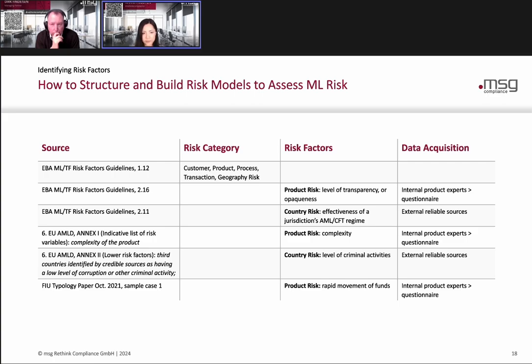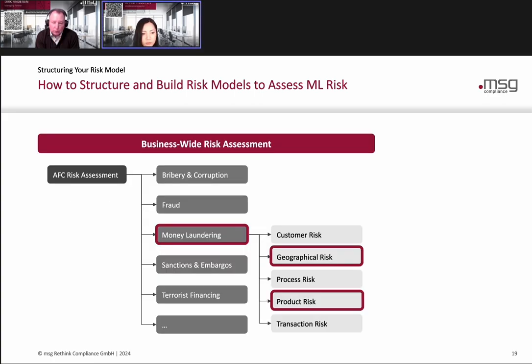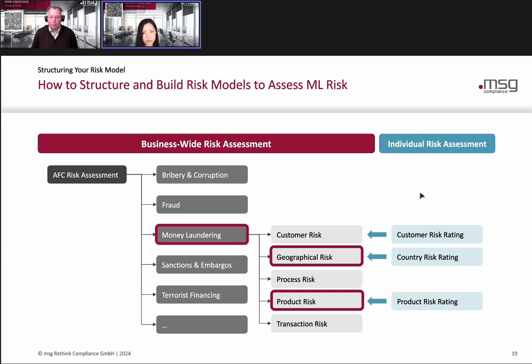So rapid movement of funds can be an indicator of the product having a higher money laundering risk, for example. So going back to our business-wide risk assessment, this means that, as you can see, we have a lot of sources. We can have so many risk factors that we need to consider for each of these risk dimensions. That's why it might also be best practice to break that down one more layer and to have, on an individual risk assessment level, a separate consideration of the countries where you operate first and also the products that you are providing.